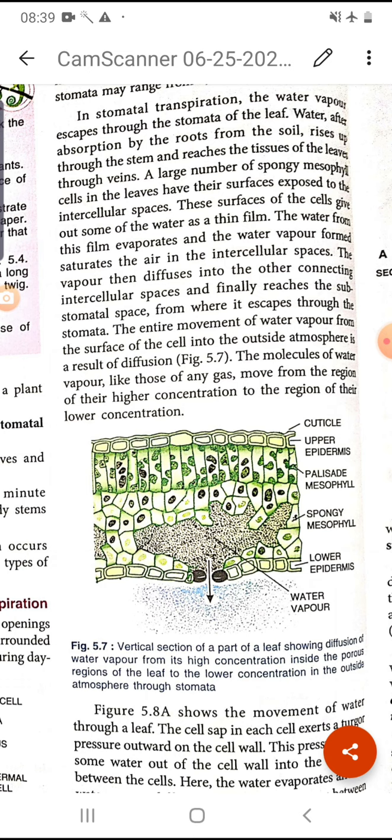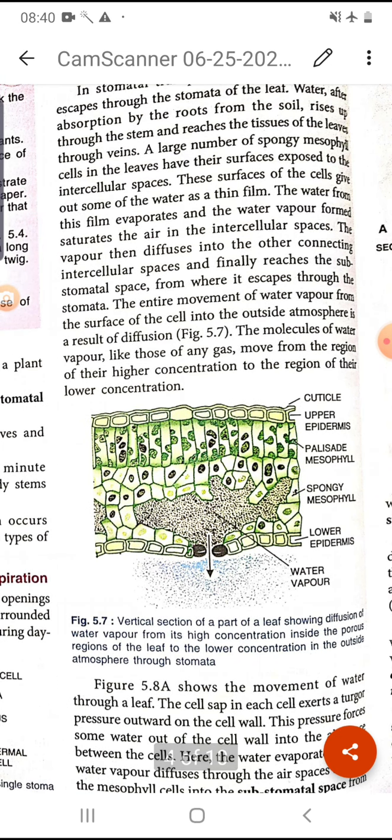The movement of water vapor from the surface of the cell into the outside atmosphere is a result of diffusion, and the molecules of water vapor, like any gas, move from the region of higher concentration to the region of lower concentration.